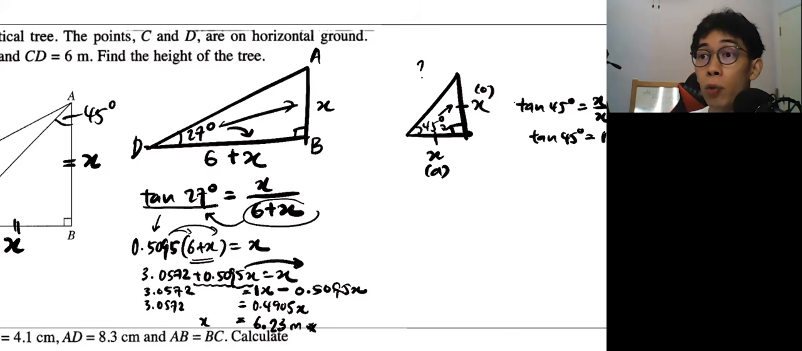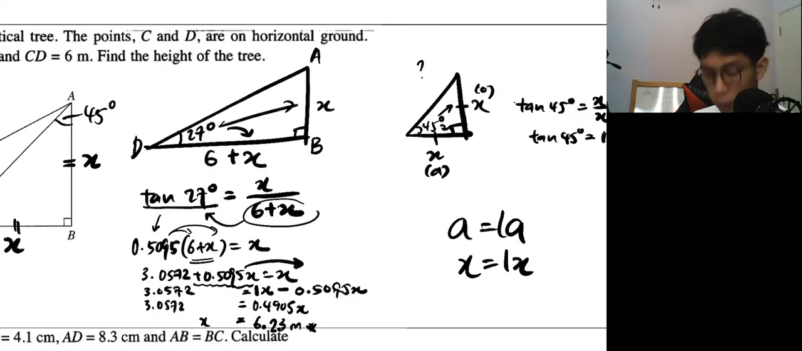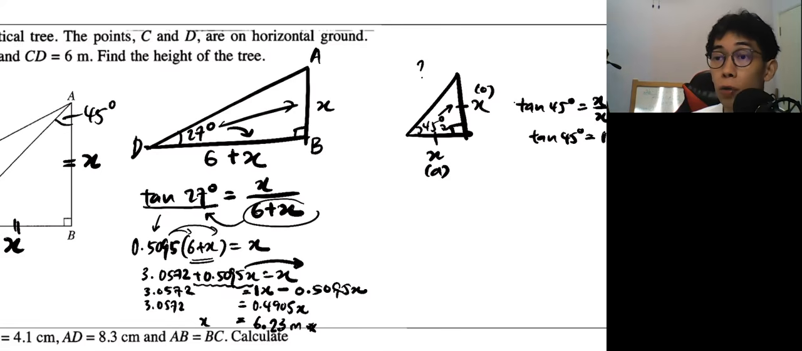Okay, let me answer another question. Another student, Zhehao, why is x 1x? Zhehao, in your algebraic expression, a means 1a. So x equals to 1x. That's the reason. Okay, do you understand this one? You get it? If you're okay, let me know.